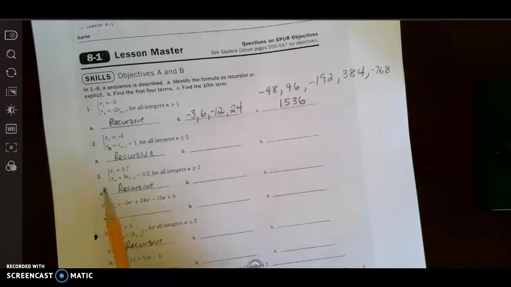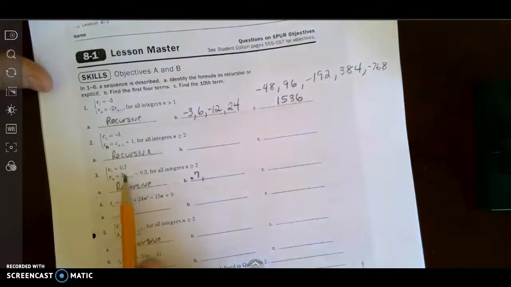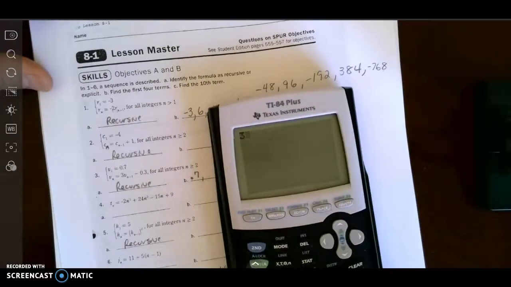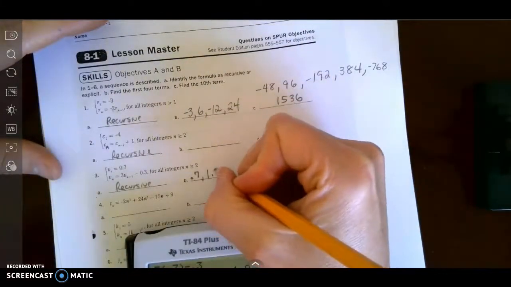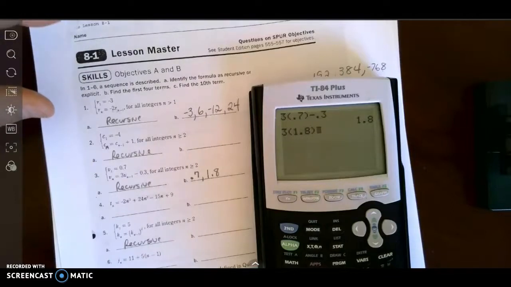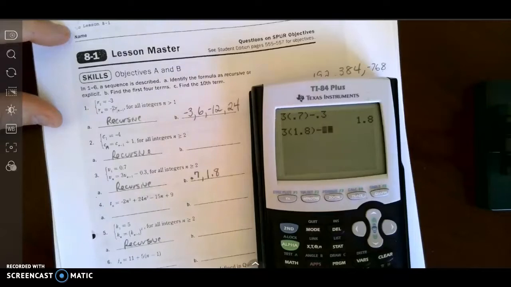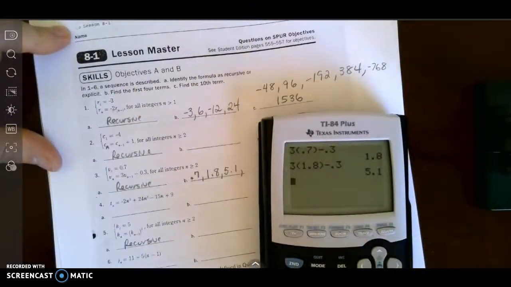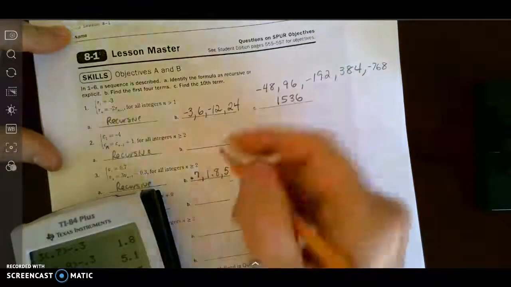Let's do another one together. How about number 3? Says my first term is 0.7. And then I'm supposed to take 3 times the previous term and subtract 0.3. So I'm going to take 3 times the 0.7, because that's my first term, and then I'm going to subtract 0.3. And I get 1.8. Okay. It says take 3 times the previous term, which is 1.8, and subtract 0.3. And I get 5.1. And take 3 times the 5.1 and subtract 0.3, and get 15.